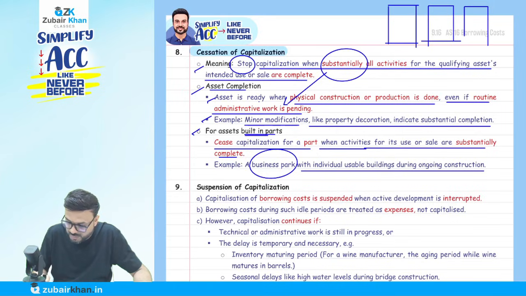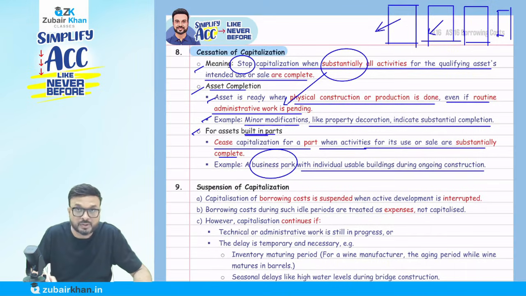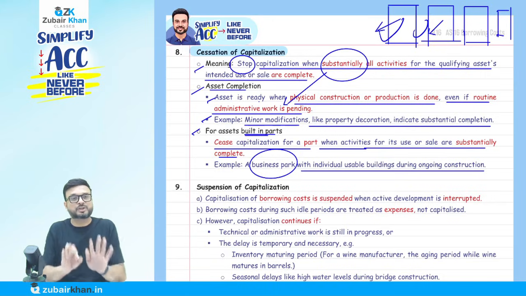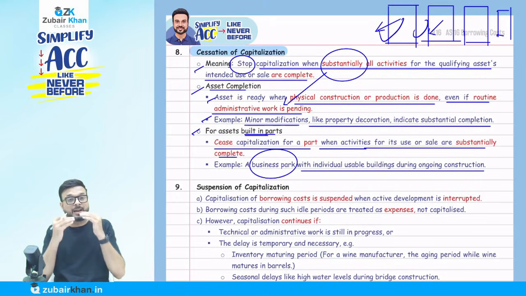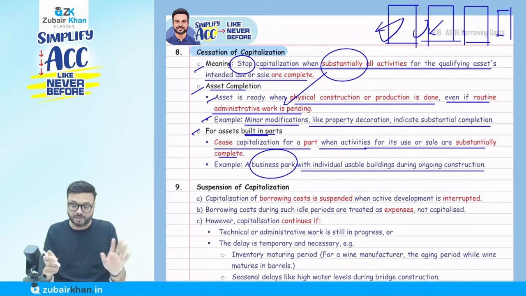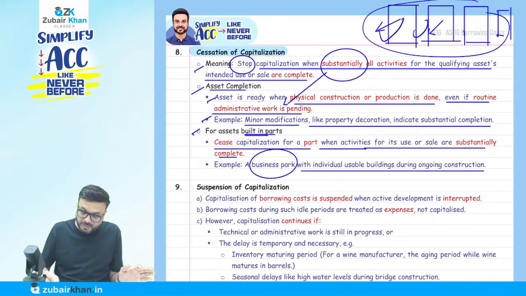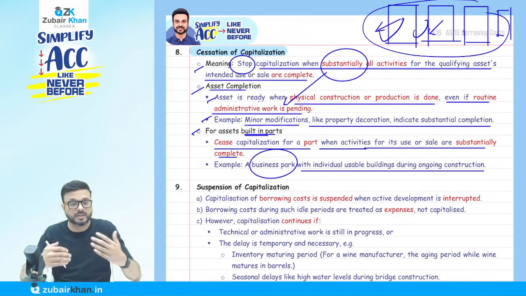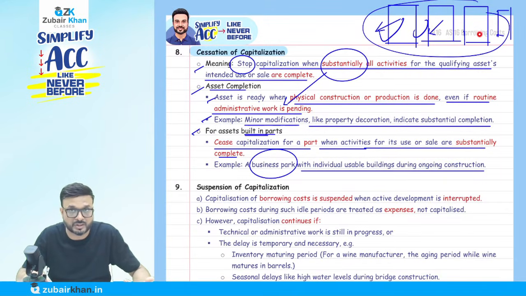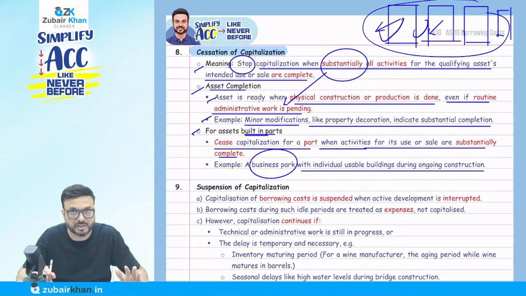We are doing the construction of 4 buildings, and we took a loan for that. If 2 buildings have been completed, we will cease, meaning stop. We will not capitalize the interest on these 2 buildings because they are completed. You got the point? Even though the remaining 2 buildings are still work in progress and under construction, for those there is no problem: the interest which belongs to these 2 buildings, capitalize it because work has not yet substantially been completed for them. But for the first two, if the construction has been completed substantially, stop it.